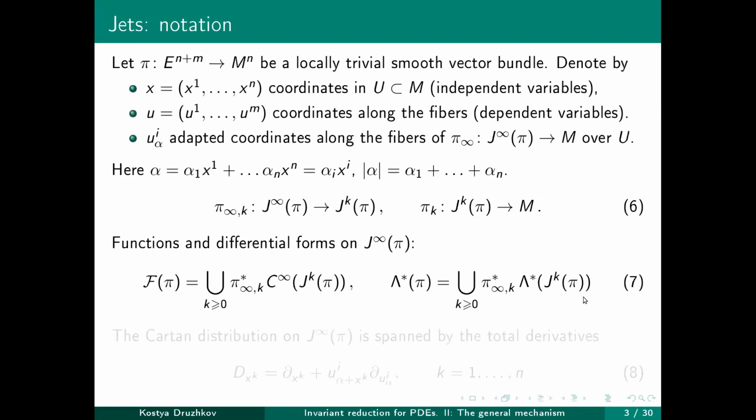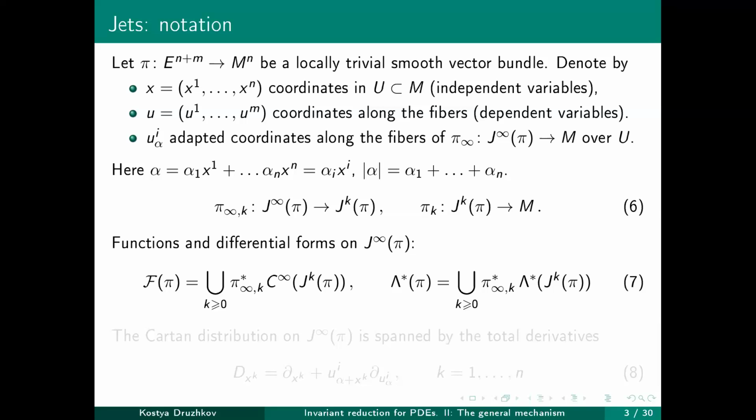But now let me be more specific. First of all, I have to introduce some notation and discuss some basic ideas, basic constructions. So let me begin with jets. Suppose that we have a locally trivial smooth vector bundle pi. We have an n plus m dimensional total space E and an n dimensional base M. Both of them are smooth manifolds, and it's a locally trivial smooth vector bundle. Denote by x1, etc., xn coordinates in some coordinate neighborhood such that the bundle becomes trivial over it.